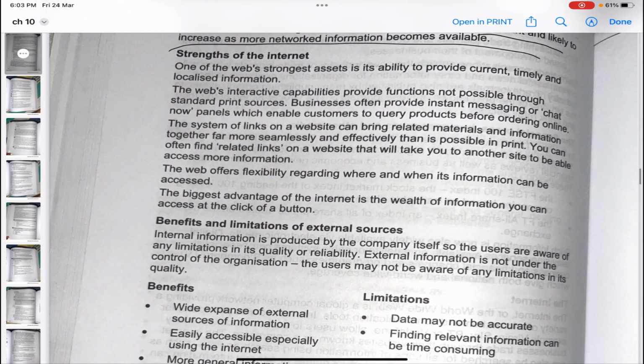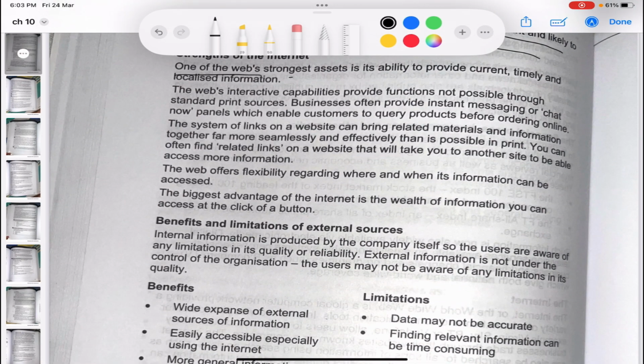Now we come to the strengths of the internet. One of the web's strongest assets is the ability to provide current, timely, and localized information. So if I want some information right away, then I get to know it. I can just straight away go and search it on the net. So if there has been, for example, let's say a global crisis or a natural calamity or anything of that sort, the internet immediately provides that information to the people residing in that area, right? So it can be used on various good notes as well.